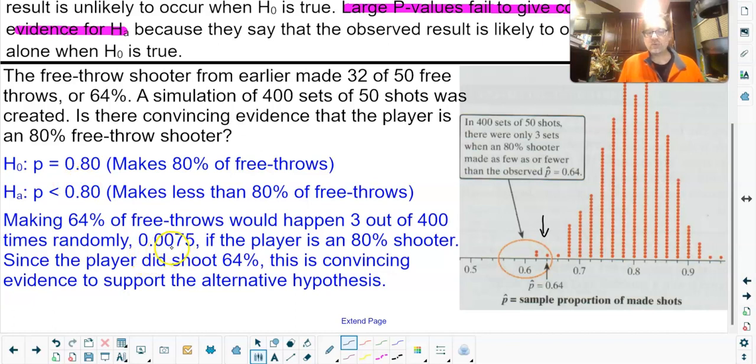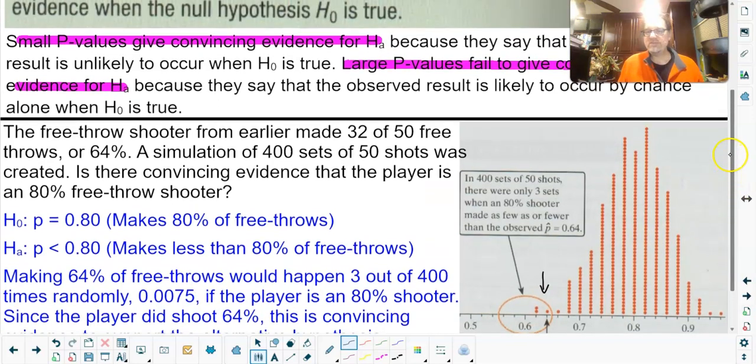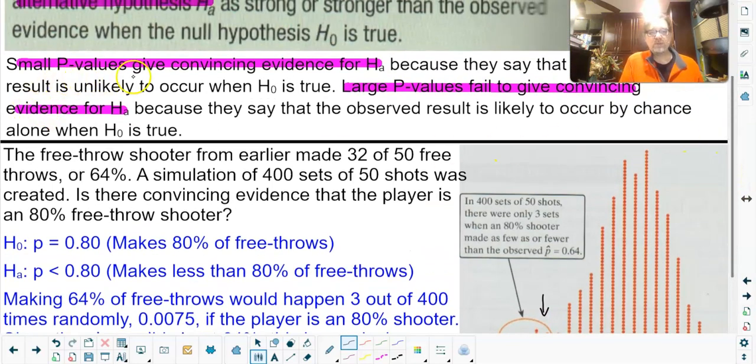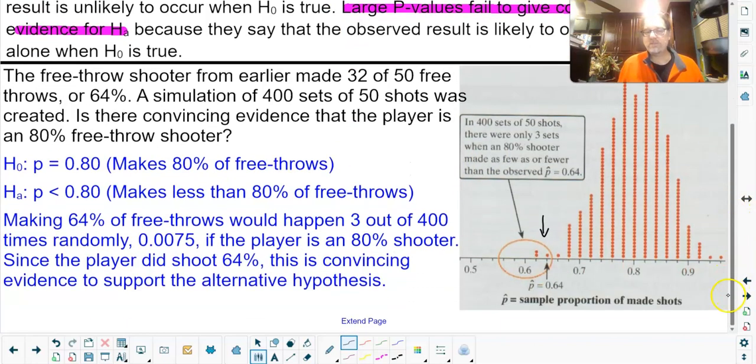So that p-value, look how small it is. That p-value is very small. Small p-values give convincing evidence for the alternative hypothesis. So this is my evidence for H sub A.